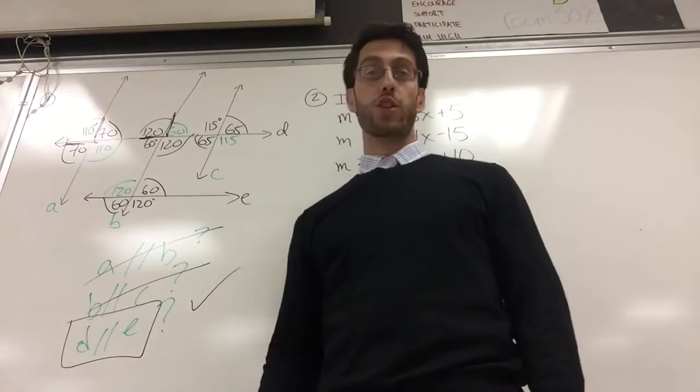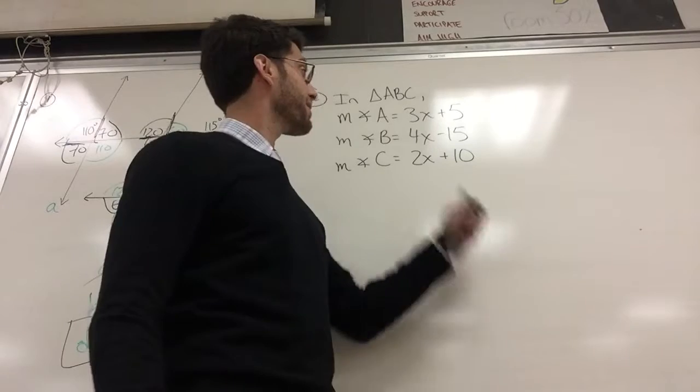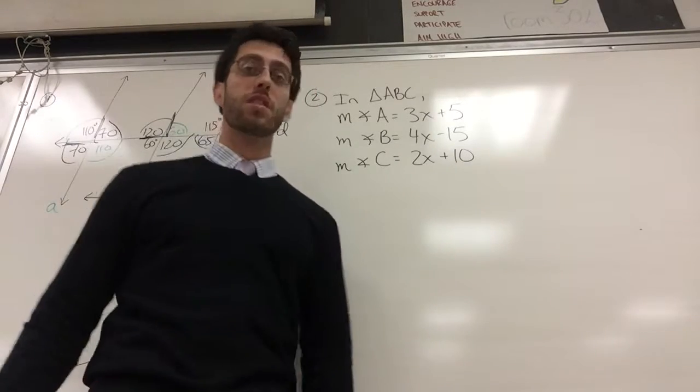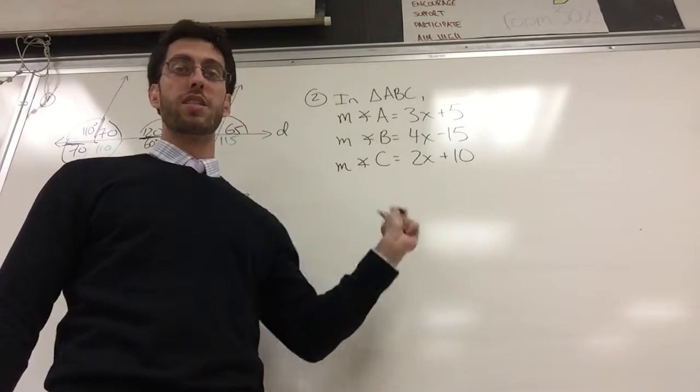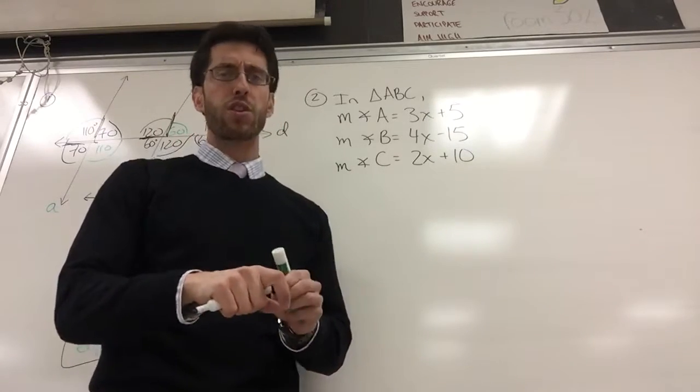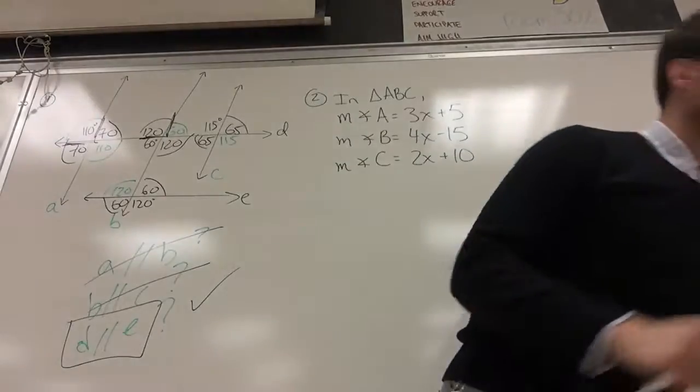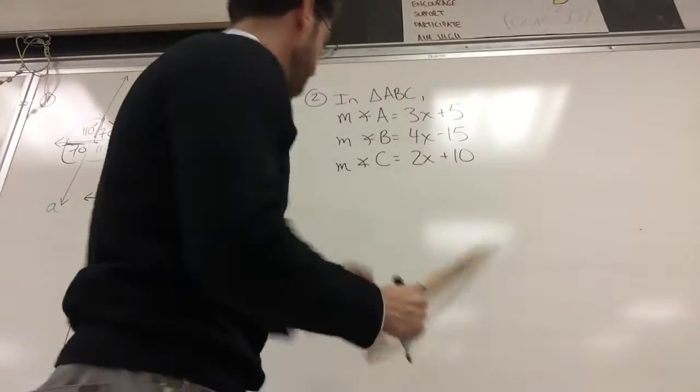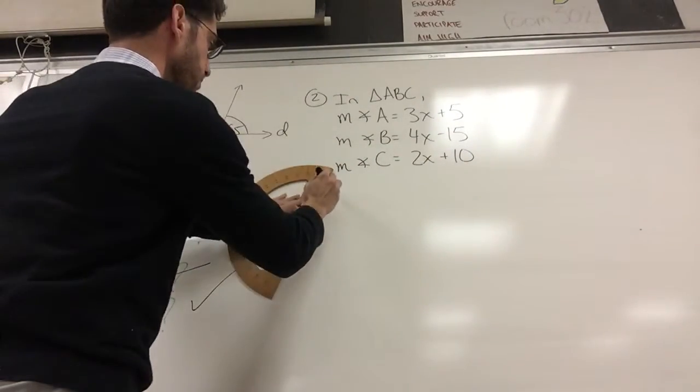Here's another question that should show up on a test. In triangle ABC, measure of angle A is blah, B is blah, and C is blah, right? So what do you do? You draw ABC. If you're in a rush, then draw quickly, or you can get your straight edge.